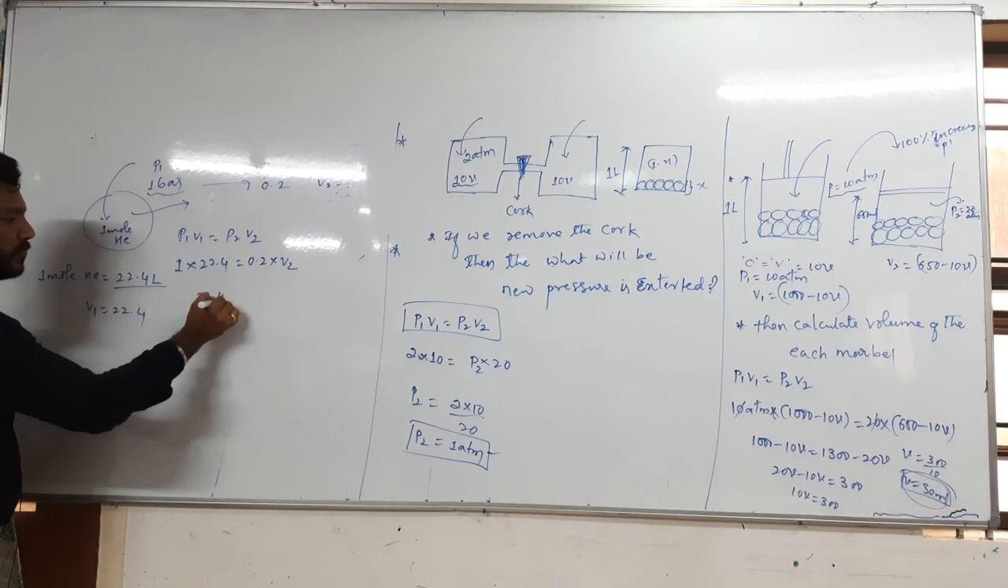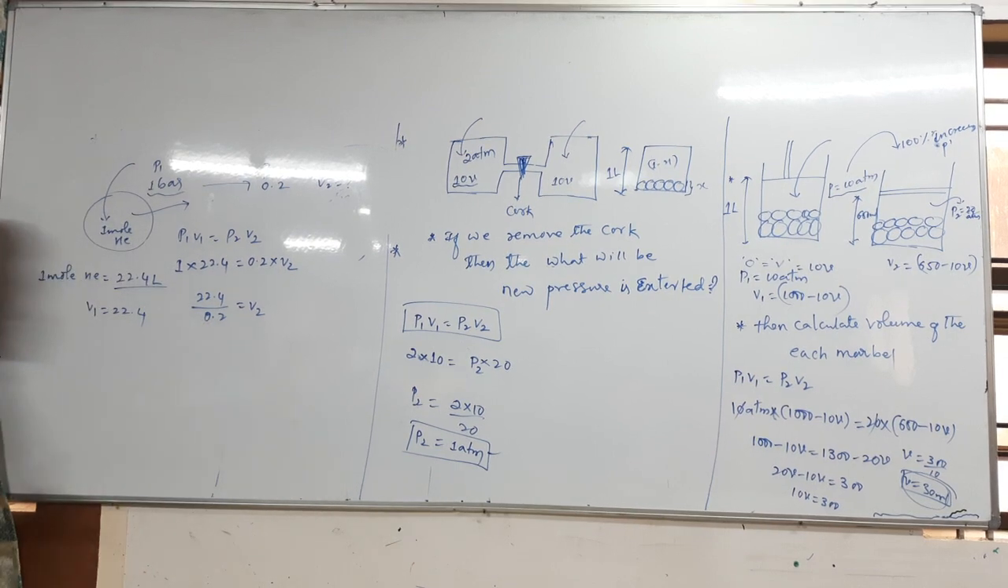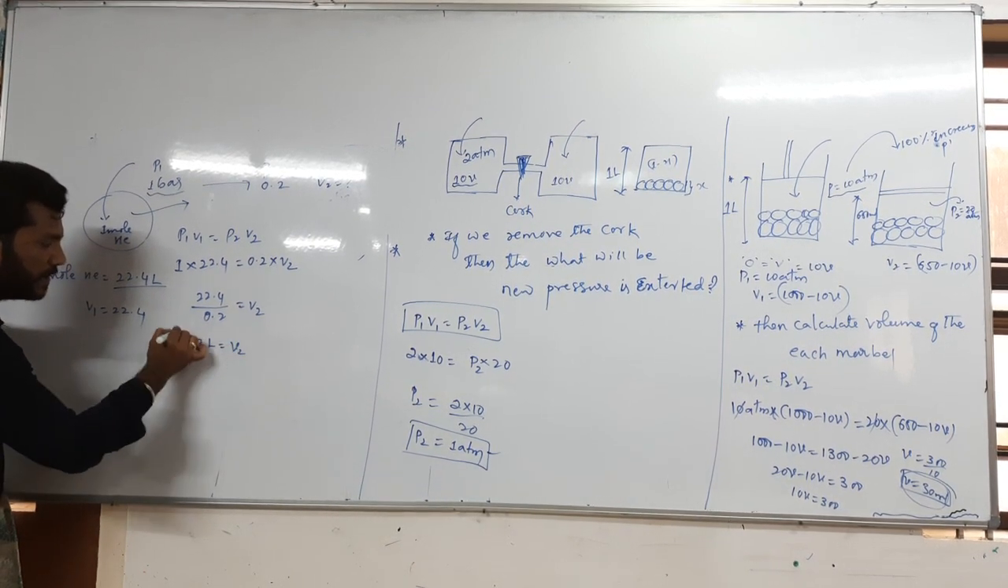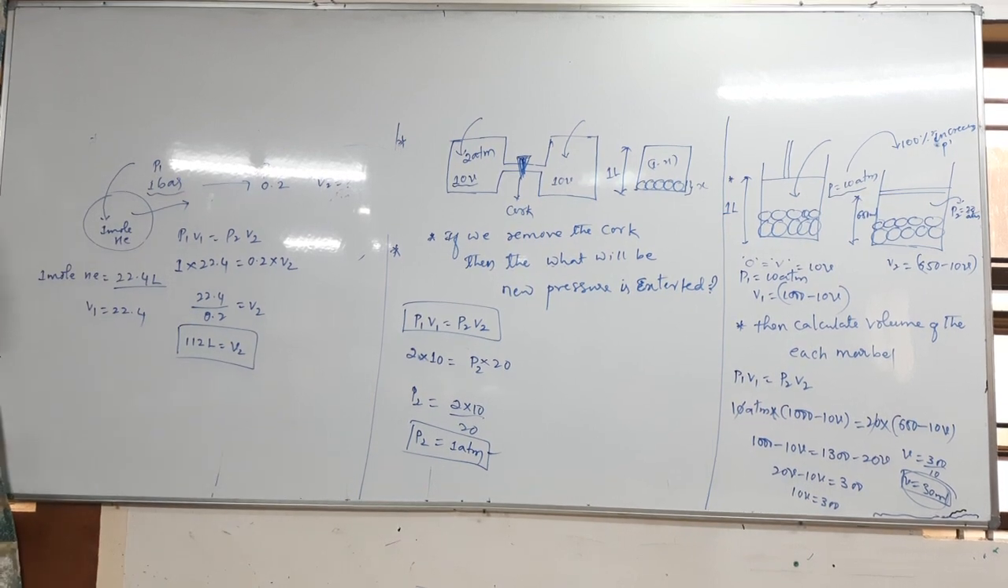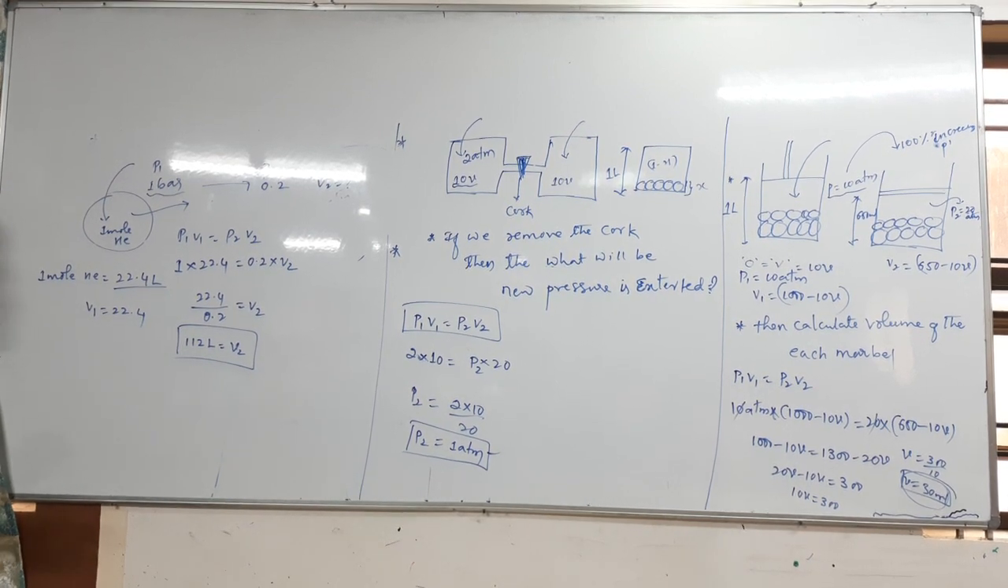So 22.4 divided by 0.2 is 112 liters. V2 will be 112 liters. So at that particular volume the balloon will burst. With the help of Boyle's law only we could solve these kinds of problems.